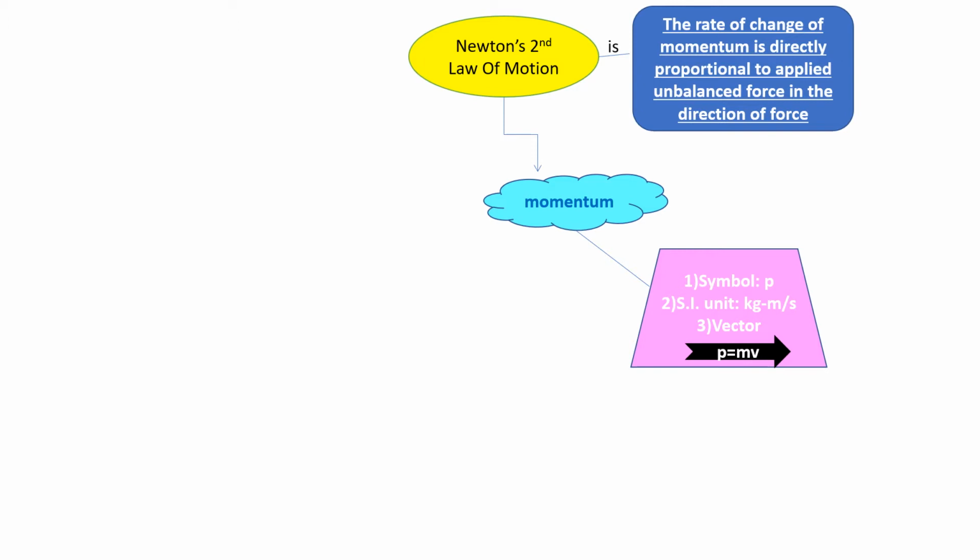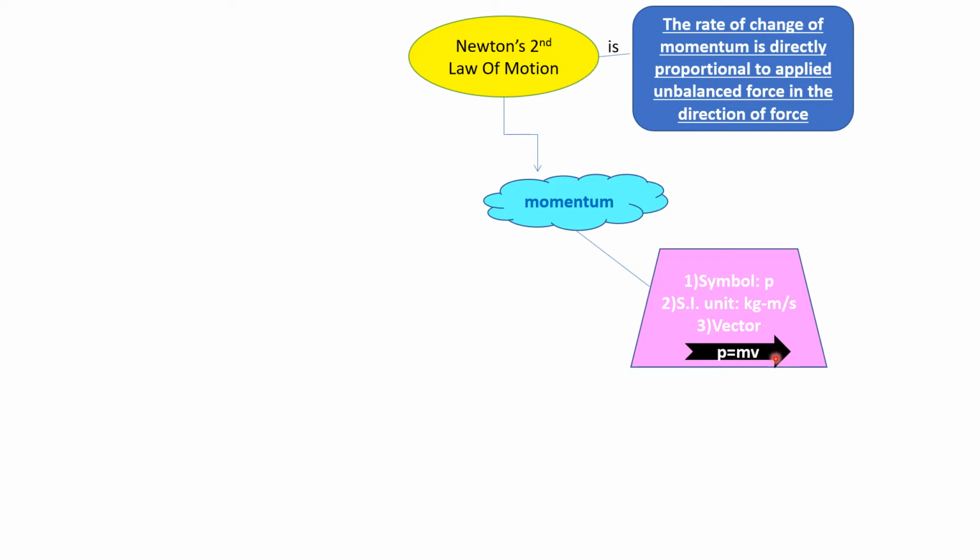So that means the force depends upon two things. One is the mass of the body and another is the velocity of the body. So when we combine these two quantities, the mass and the velocity, we get a new quantity which is momentum. So what is momentum? It is the product of mass and velocity.